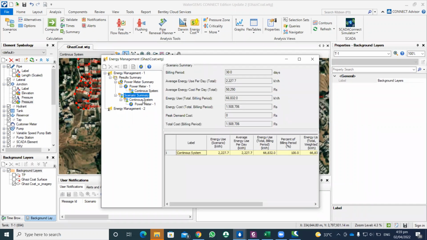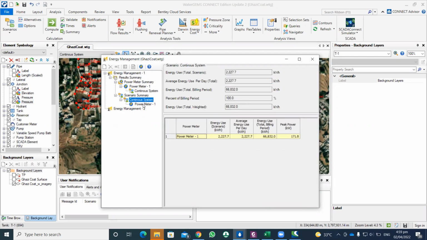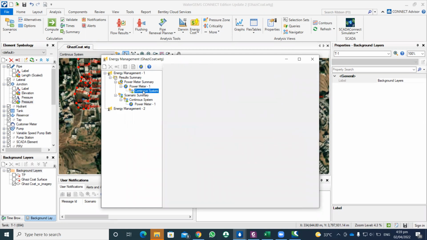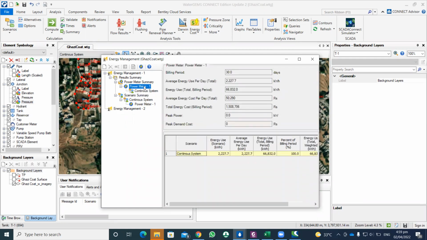And this is basically giving you the total energy cost in 30 days. So this pump is basically very uneconomical, but here I just want to show you that for the water supply network, the pump should be optimized. You have to select a different number of pumps.